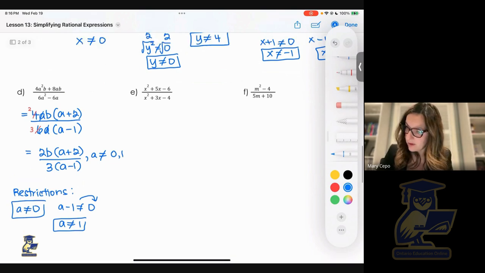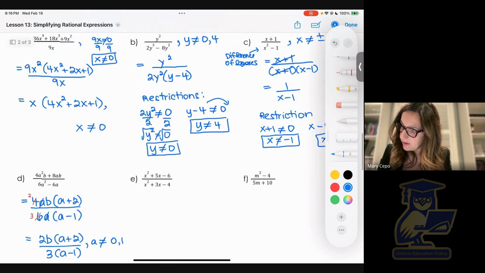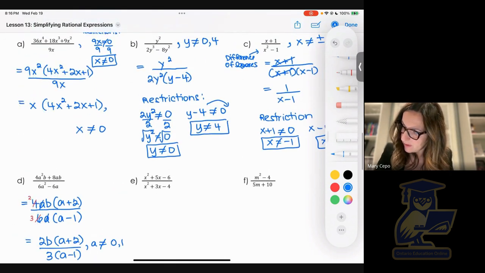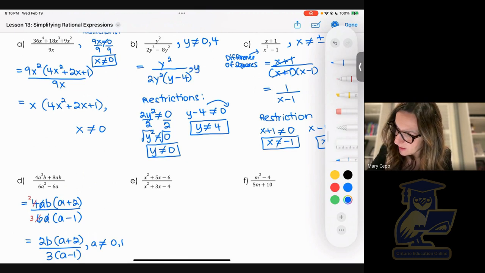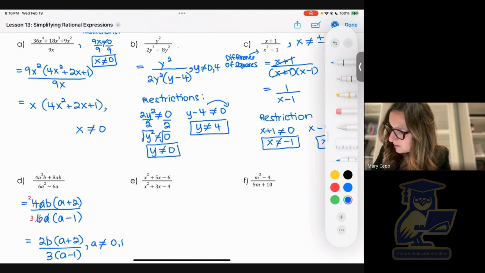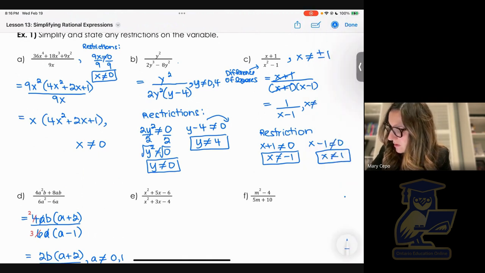Okay, so again, in the simplified form, which we did up here, which is good. Look. Y cannot equal 0 and 4. X cannot equal positive or negative 1.